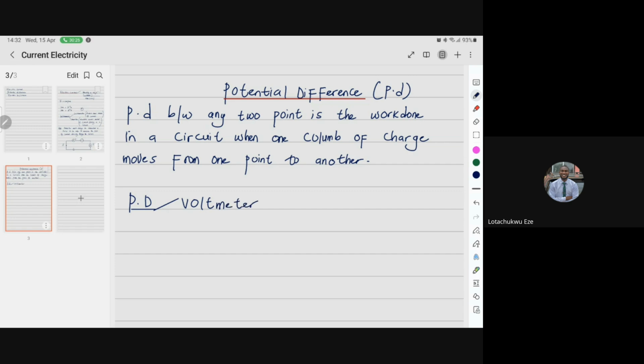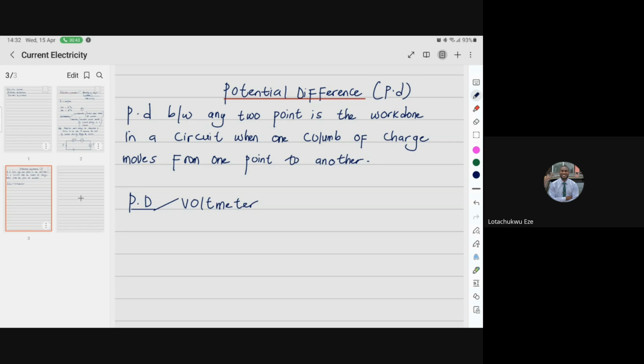Is it voltmeter or voltmeter? Which one? Science students, what do we call it? Titi and the rest, Emmanuel also. Is it voltmeter or voltmeter? Anyone, you call it. All right.